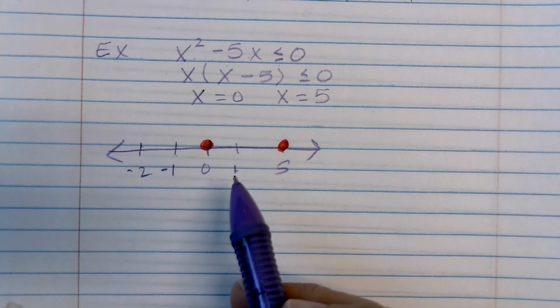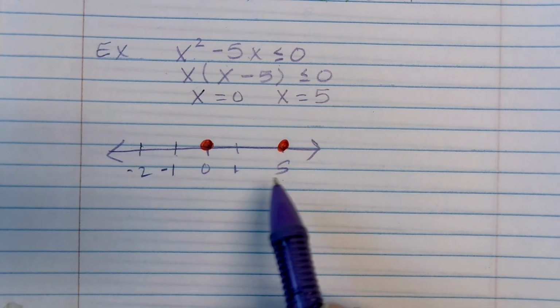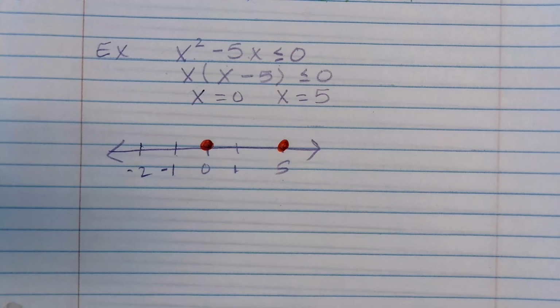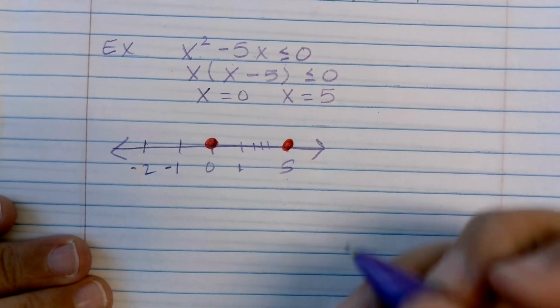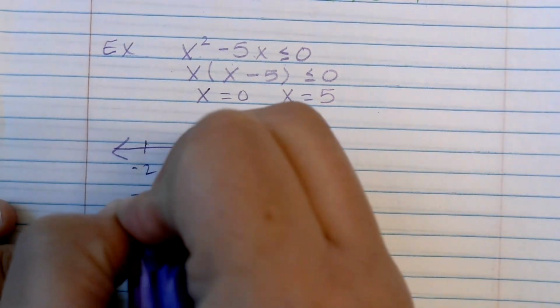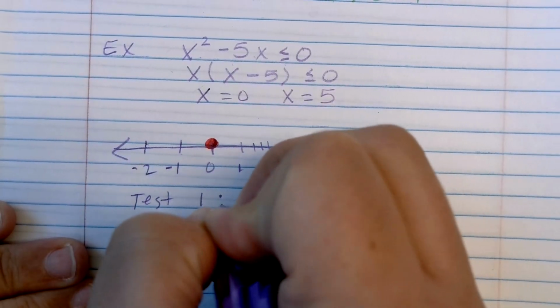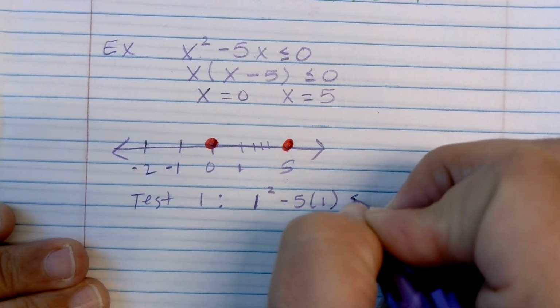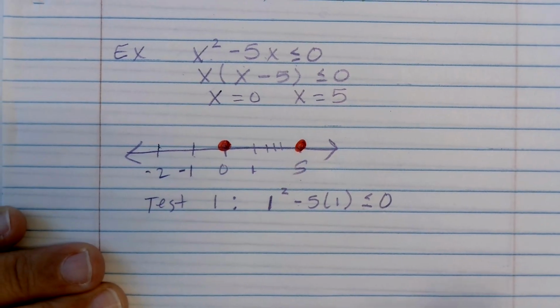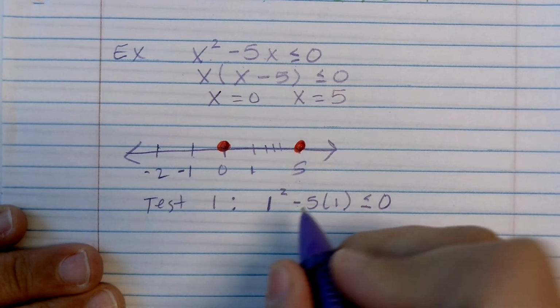Now I'm going to test a 1 this time instead of 0 because 1 is between 0 and 5. There are other numbers here that I could test, but I'm going to test 1. And I'm going to plug it into my original equation. So 1 squared minus 5 times 1. If this is less than or equal to 0, then I'm going to shade in between.